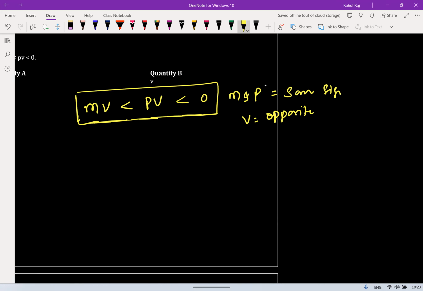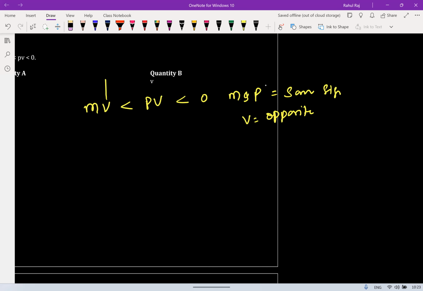Imagine if you take V, because the point is it is given to me, Alexa, MV is less than PV is less than 0. It means P and V have to be of opposite sign only. V is the constant, so M and V have to be of opposite sign. But if I put V negative here, V is negative here also. So M and P remain of the same sign. Agreed? Yeah. So this is the first thought process that we should have.